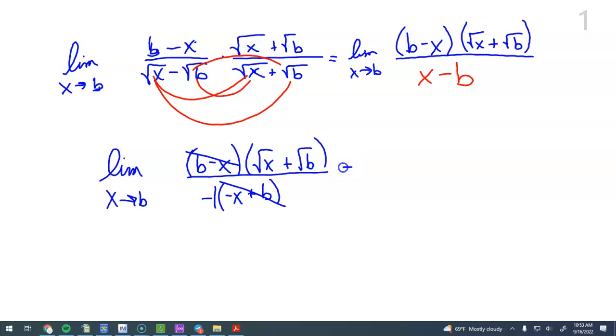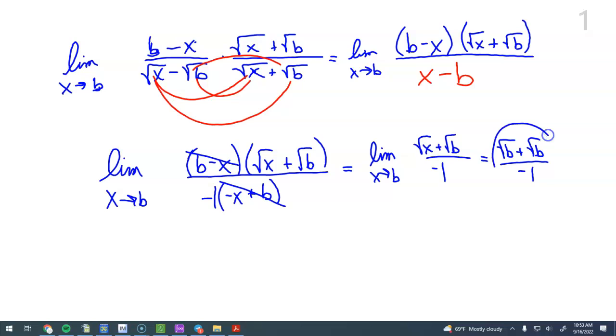Once I get that, I have the limit as x approaches b of the square root of x plus the square root of b over negative 1. Now I can plug in b. So the square root of b plus the square root of b over negative 1. If I were you, I would stop there. If it were a multiple choice, they would probably combine them and say negative 2 over root b. Questions on that one? That technique? Did anybody do it differently? Did anybody figure out a different way?